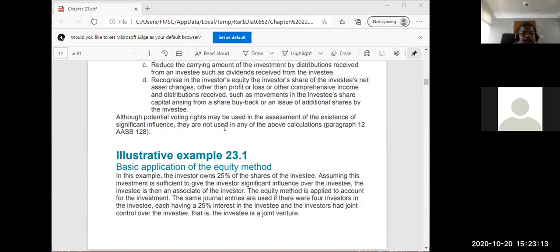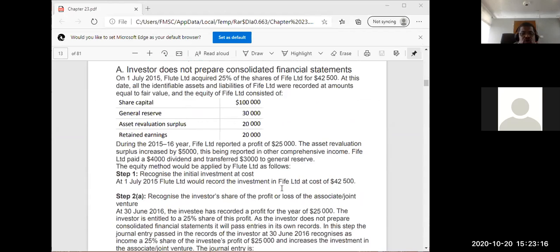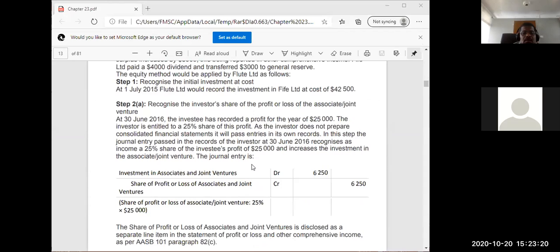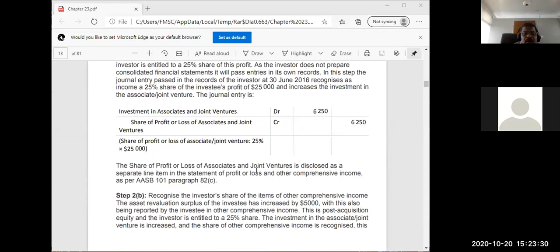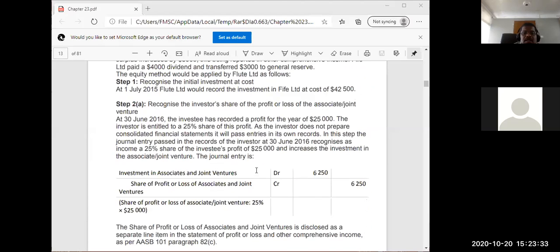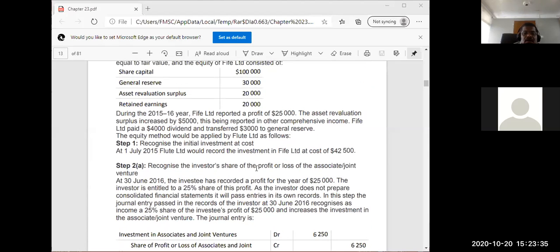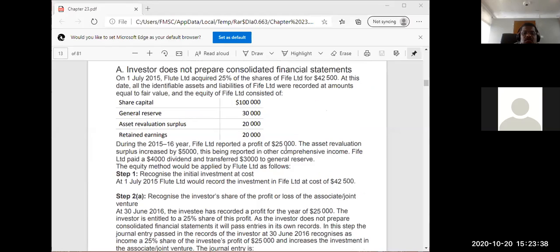Then we discussed this example with you, the equity method example. We discussed it in the investor's books and in the consolidated financial statements. I think you can remember this example. We always take the share of the investor to the books of the investor, and also when preparing the consolidated financial statements.